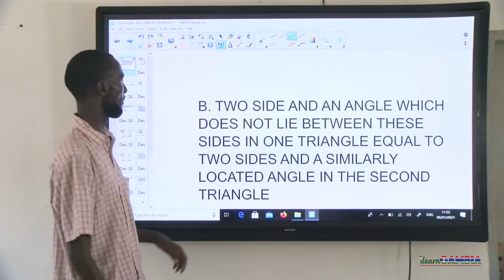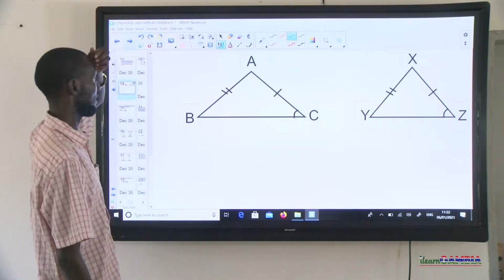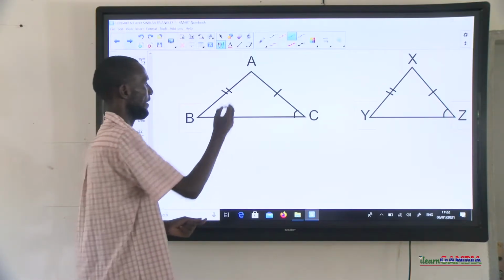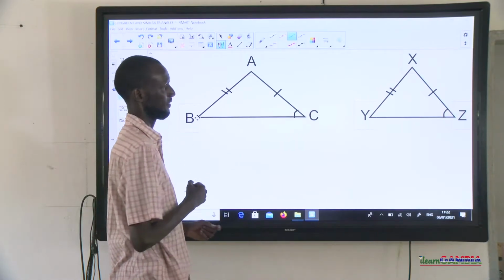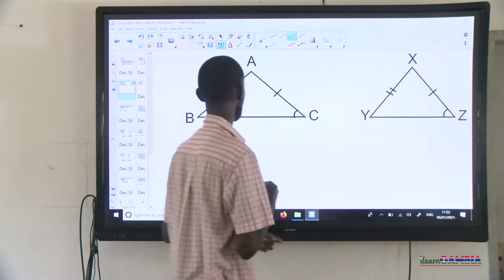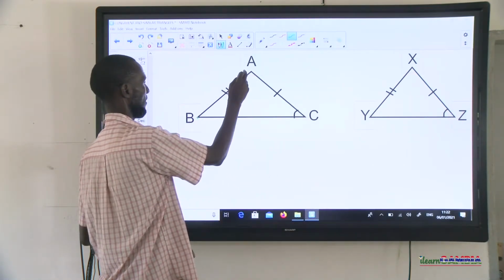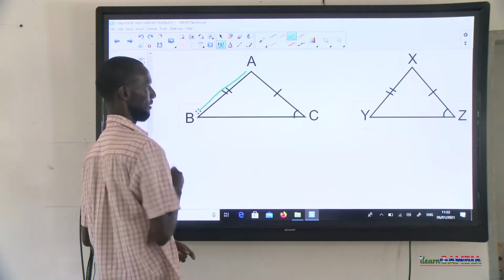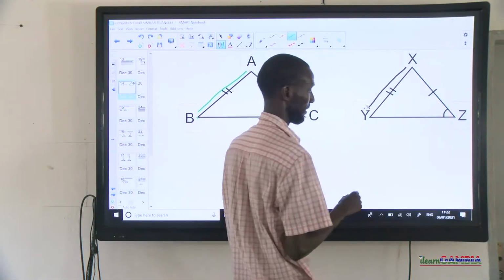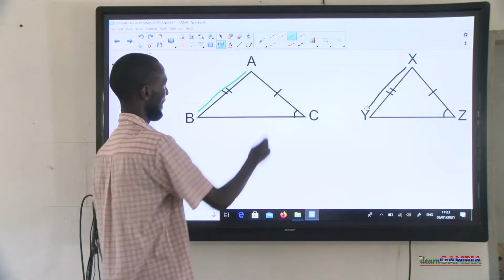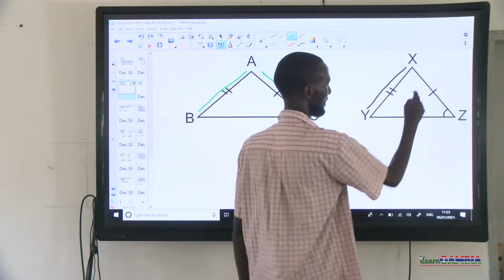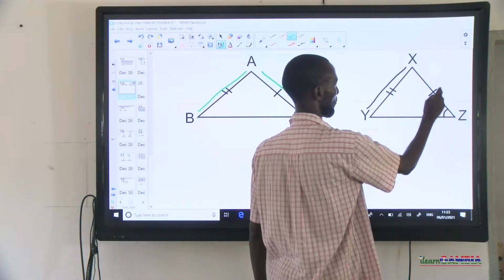Okay, that's another condition you should be mindful of. And you can see it clearly here in this example. In these 2 diagrams here, you have triangle ABC, then you have triangle XYZ. If you observe, length AB of triangle ABC is equal to length XY of triangle XYZ. Fine. And also length AC of triangle ABC is equal to length XZ of triangle XYZ.